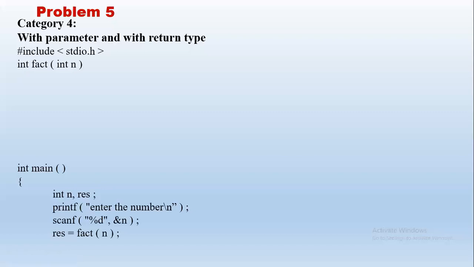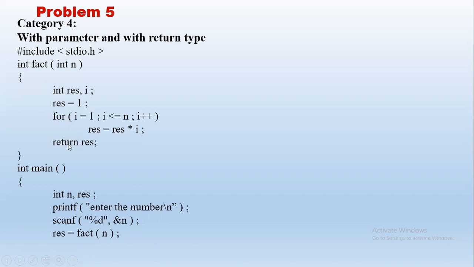Now continue. We know the value of n. Say we passed 6. So now we have to find 6 factorial. The logic is the same, the same program we use here. It multiplies 1 into 2 into 3 into 4 into 5 into 6. So the answer is 720, and it will store that in res. Now this is with parameter, and it has to return an integer, which is nothing but res. So here we will return res. Now it has got 720. It returns 720 and that gets stored here to res.